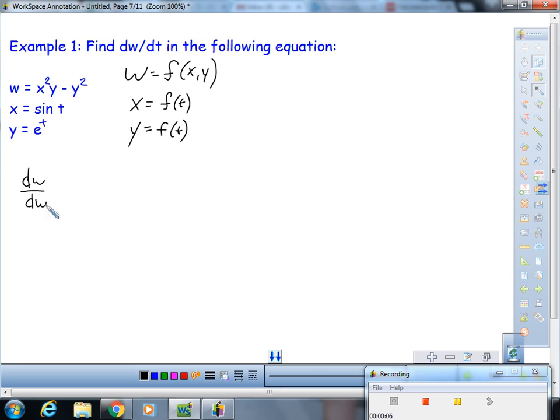dW/dx. So that's the partial. That's the same thing as f sub x of X and Y. Okay, that's the same thing as the partial derivative of W with respect to X. So please let me know when I make a mistake. That's 2xy, and then the y squared is going to be gone because it's a constant, right? dW/dy equals x squared minus 2y.